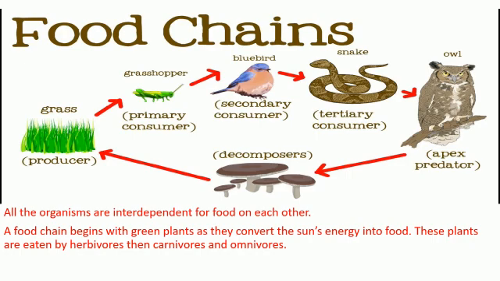So in this food chain, grass produces food. It converts the sun's energy into food energy, and its energy goes to different organisms. So we can say all the organisms are interdependent for food on each other. A food chain always begins with the green plant as they convert the sun's energy into food energy. These plants are eaten by the herbivores, then carnivores and then omnivores.